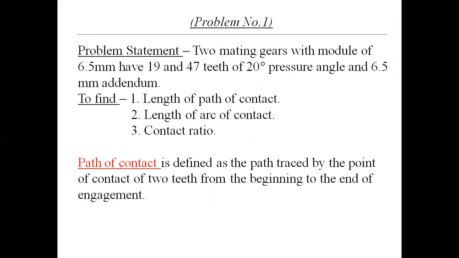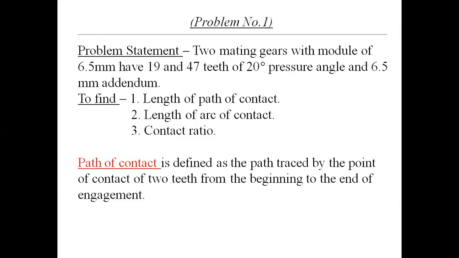The problem statement is that two mating gears with module of 6.5 mm have 19 and 47 teeth of 20-degree pressure angle and 6.5 mm addendum. That means the module of both the gears is 6.5 mm. Two gears, in which one is smaller and one is larger.